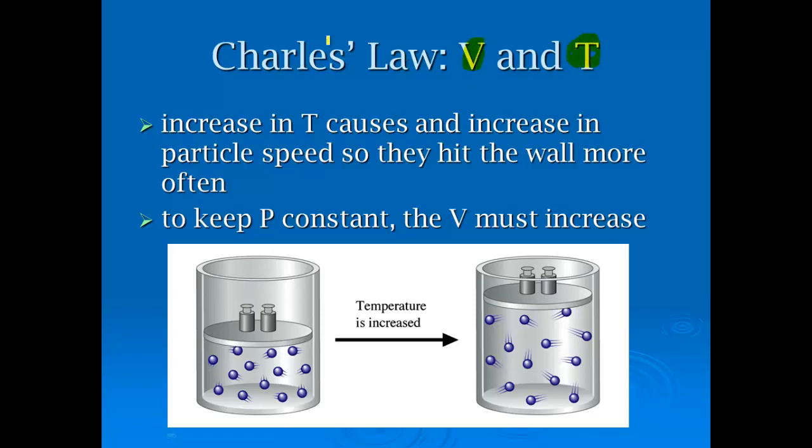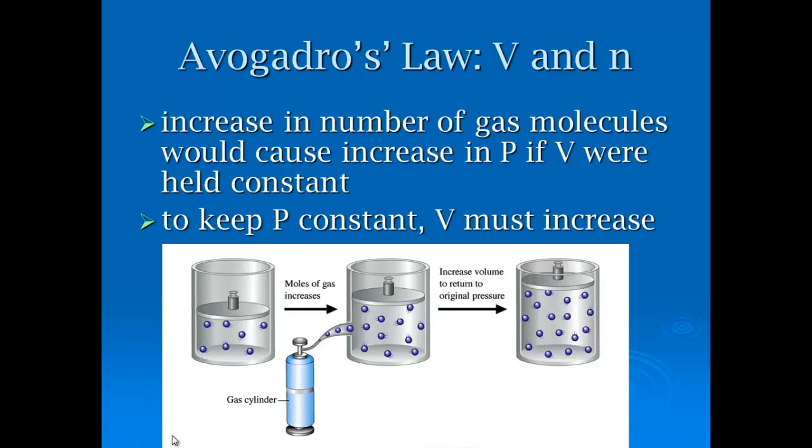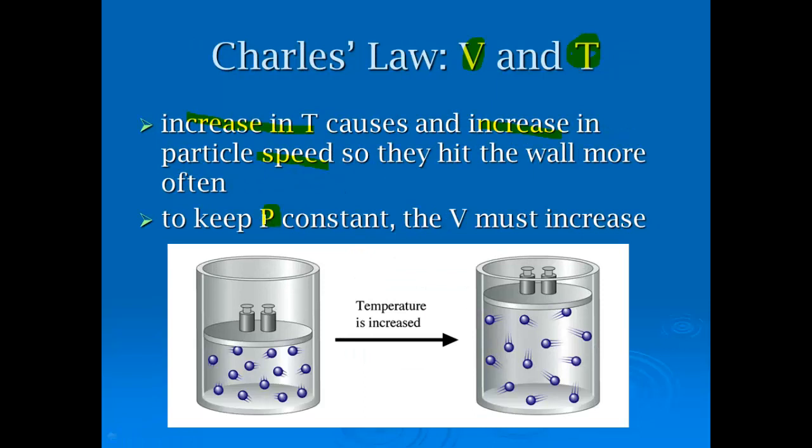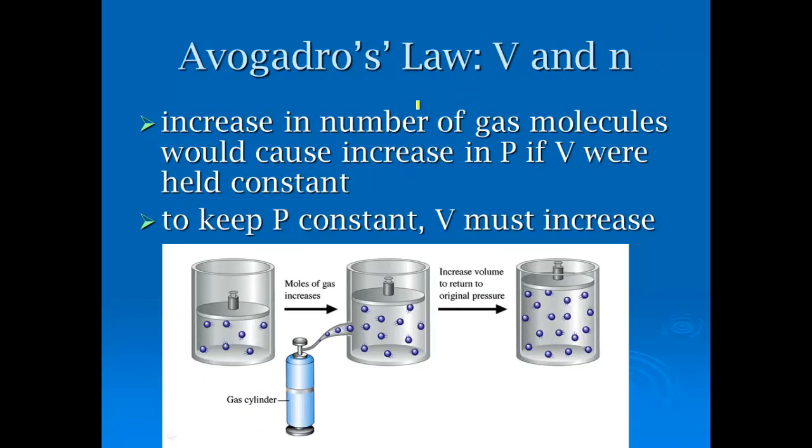Volume and temperature are examined in Charles's law. Again, if you increase the temperature, it's going to increase the speed, so you also will increase the pressure. If you want to keep pressure constant, the volume must increase. This one is looking at the relationship between volume and temperature. Avogadro's law, this one seems really easy to me, but if you increase the number of gas molecules, then you're going to have more moles. And again, to keep the pressure constant, the volume must increase. So these slides just kind of take into account the other ones and how we have to keep them constant.